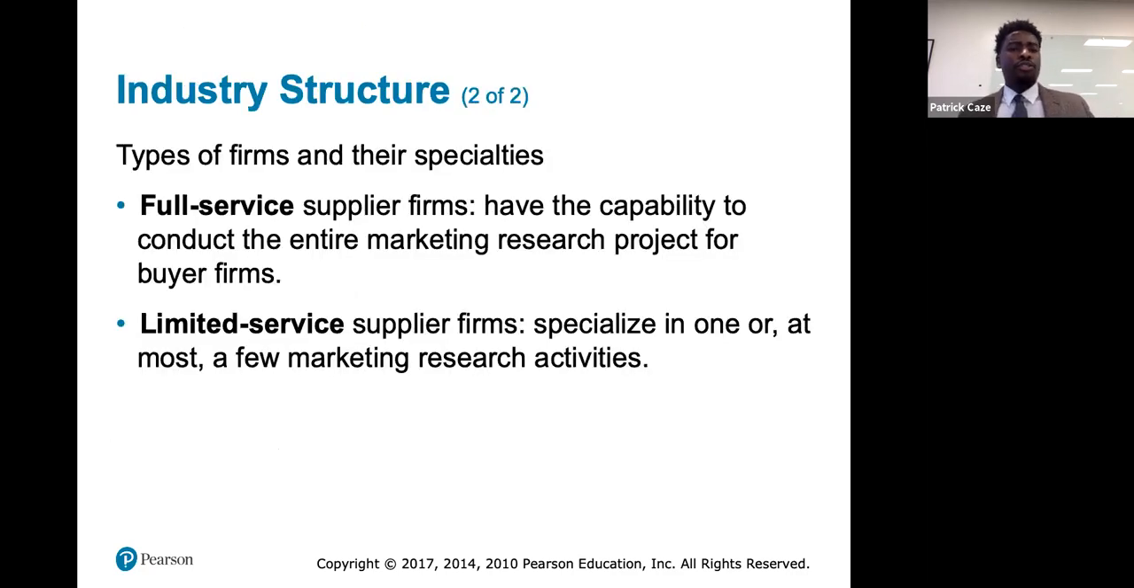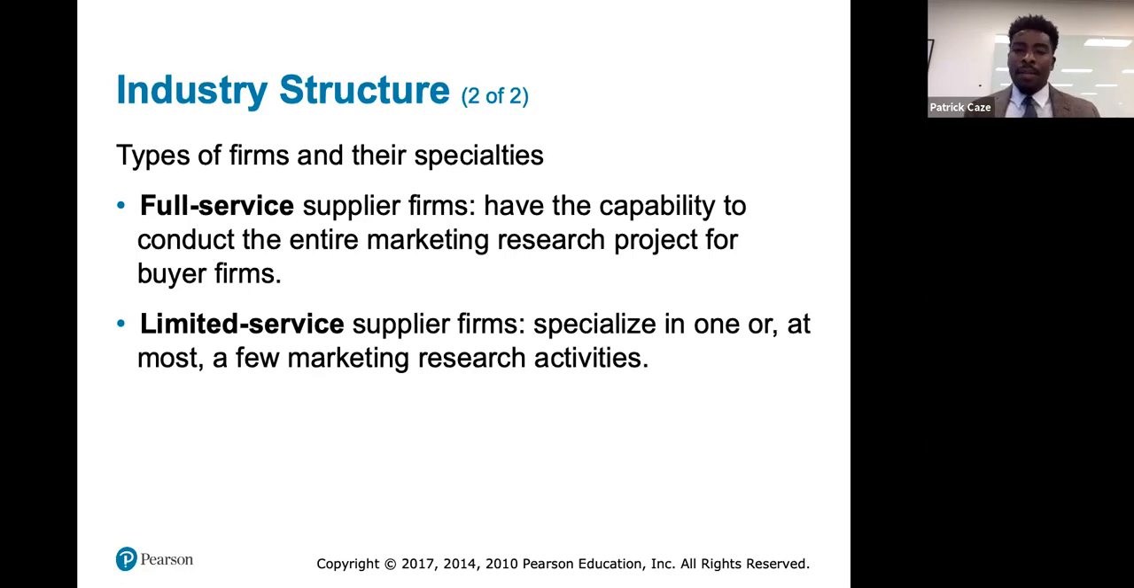All right, so industry structure: types of firms and their specialty. You have full service firms and limited service firms. Full service firms have the capability to conduct entire projects for a company, an individual, or an organization. Limited service supplier firms specialize in one area, maybe two, where they're really focused, and they can offer you a high quality product, but only in a certain area. They can't cover the whole gamut.